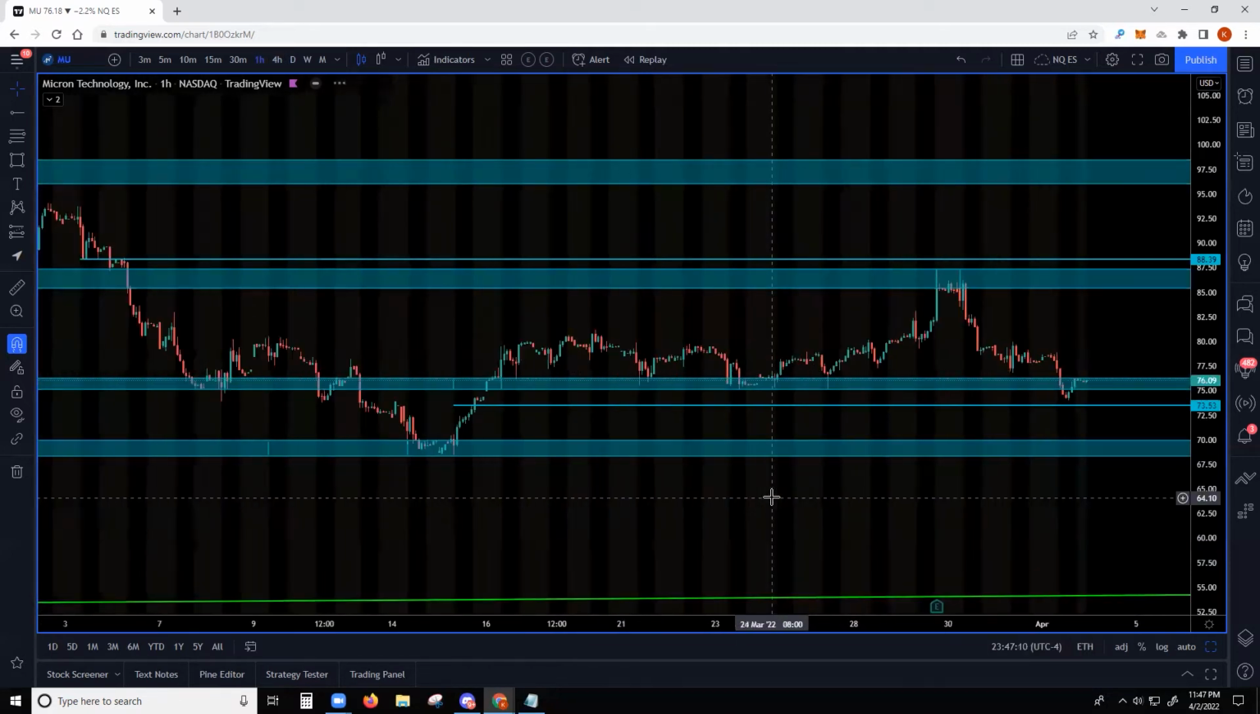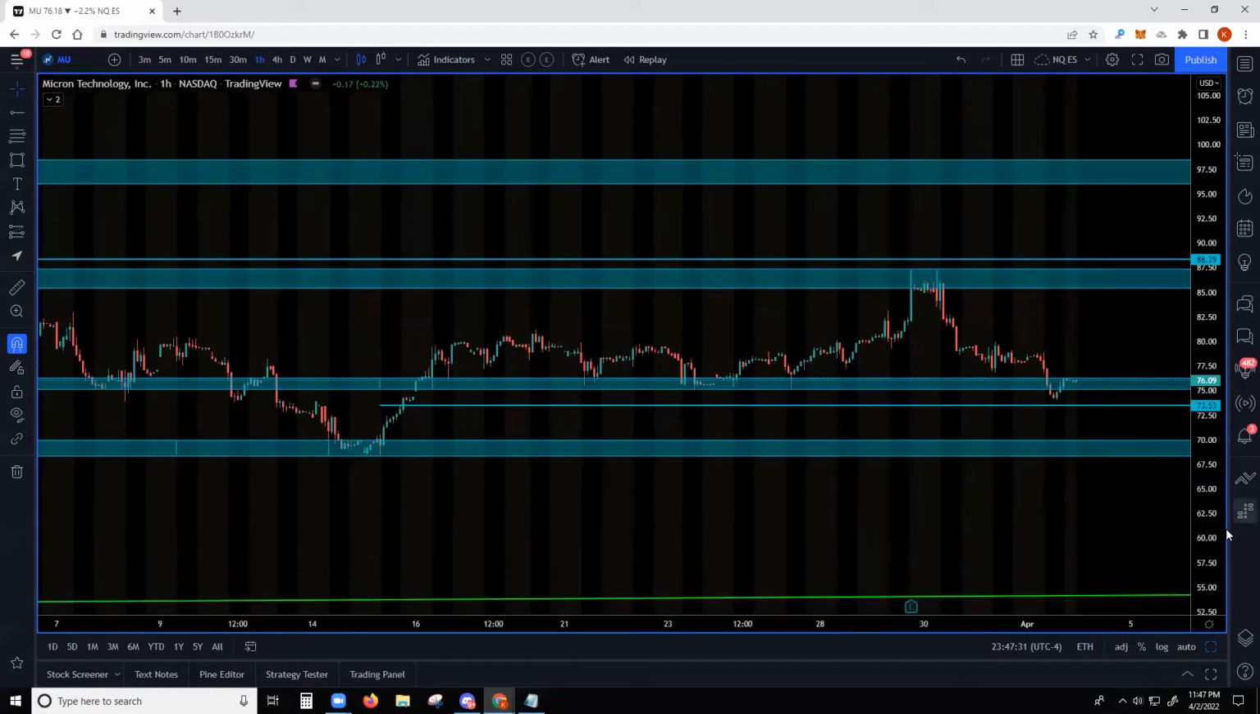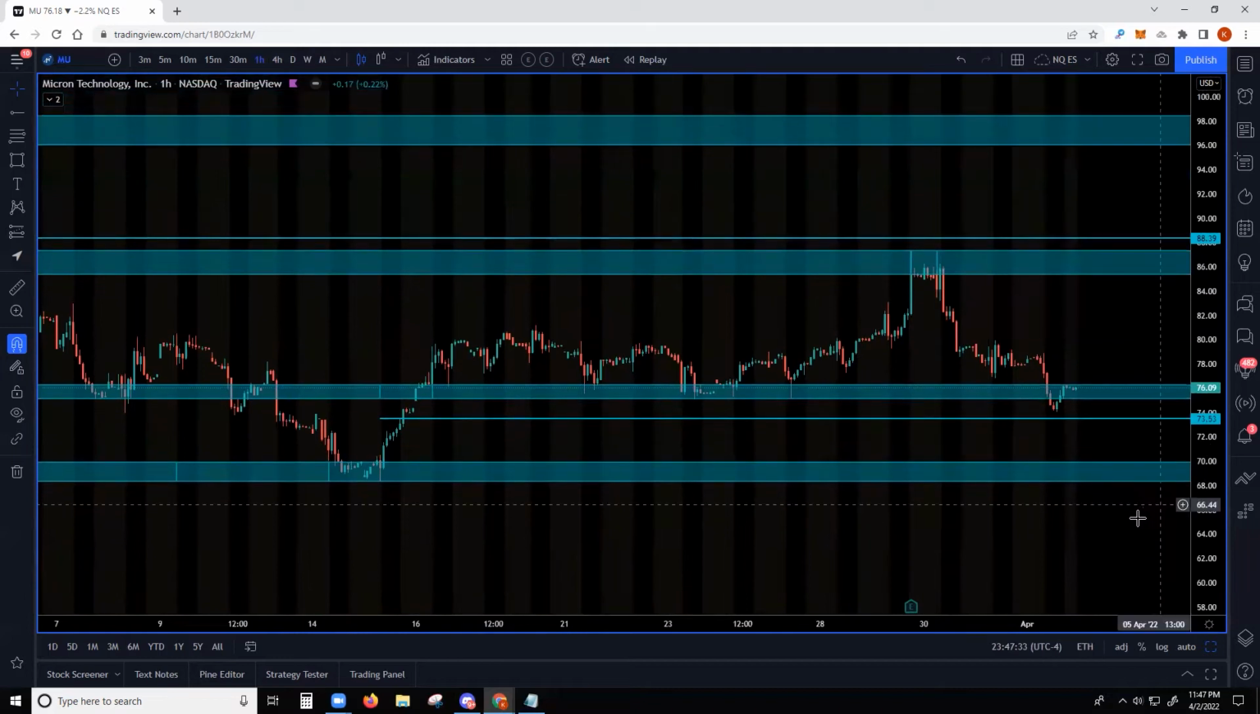The hourly is one of my favorite time frames. I really like the hourly because you can use it to enter for day trades or swing trades. It's the pivotal point where you can decide whether you're going to day trade or swing trade based off this data right here. So the 1 hour, I like it.